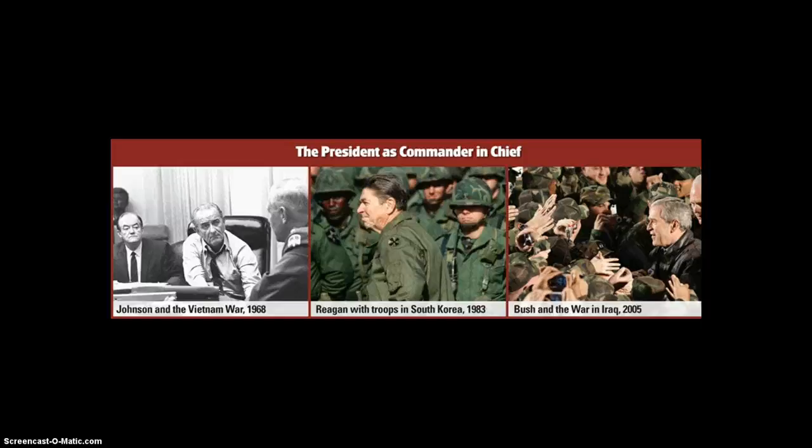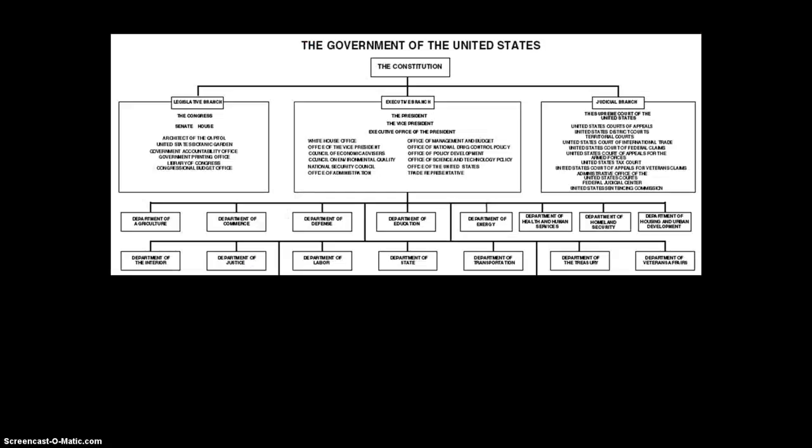All presidents have a spike in their power and their approval ratings at the beginning of conflicts like this, because there's a rallying effect that takes place. But then oftentimes, as the war continues on, you see a general dip in presidents' approval ratings. So at the top, we talked about the military. You have the president who's in charge, right?